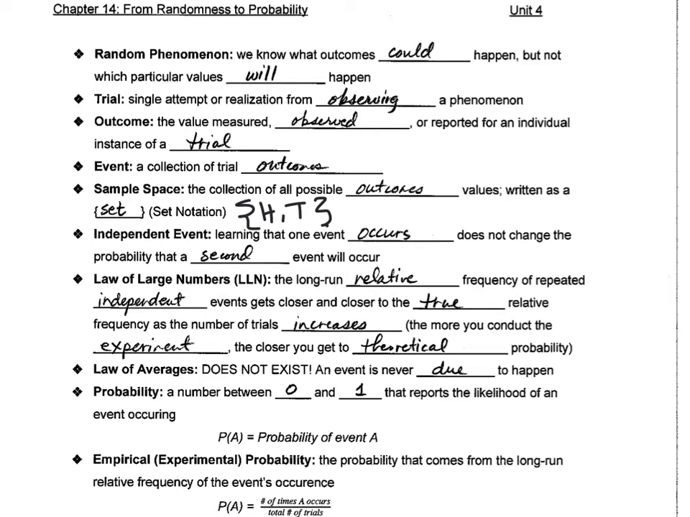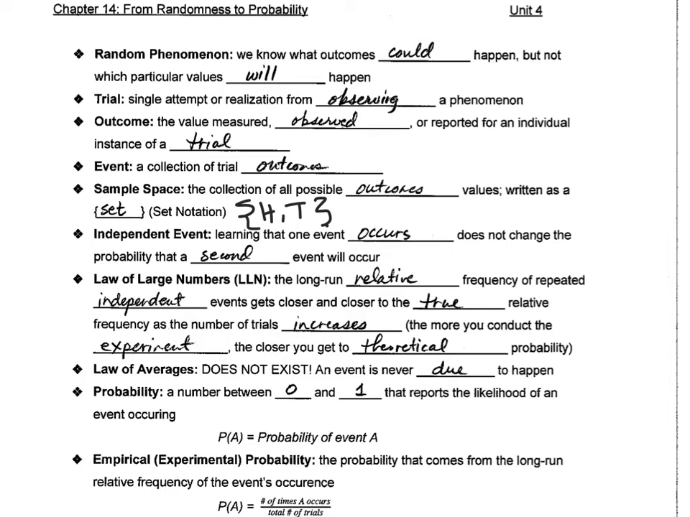The law of large numbers is in the long run, the long-run relative frequency of repeated independent events gets closer and closer to the true relative frequency as the number of trials increases. In other words, the more you conduct the experiment, the closer you get to theoretical probability. So here's the best way I can think of to describe this. Law of large numbers.